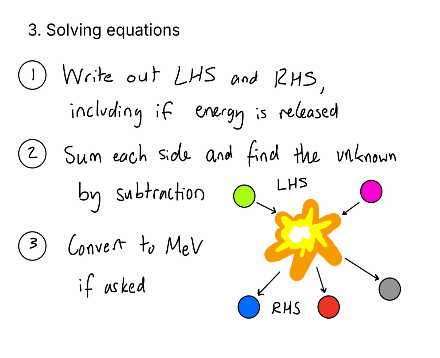So how do the questions work? They'll give you every exact mass but one. 3 steps. 1. Write out the left-hand side and the right-hand side of the equation, remembering to include the energy released as one of the terms. 2. Sum both sides and find the unknown by subtraction. 3. Convert to MeV if they ask for it. It's careful bookkeeping and nothing more.